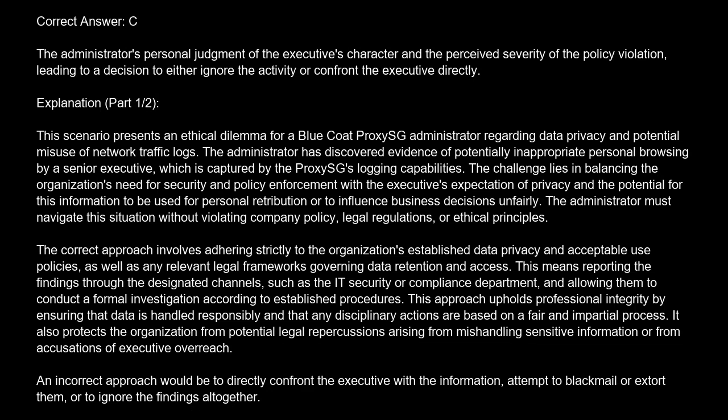The correct answer is C. The administrator's personal judgment of the executive's character and the perceived severity of the policy violation, leading to a decision to either ignore the activity or confront the executive directly.